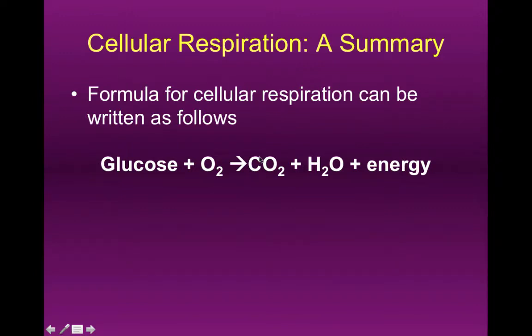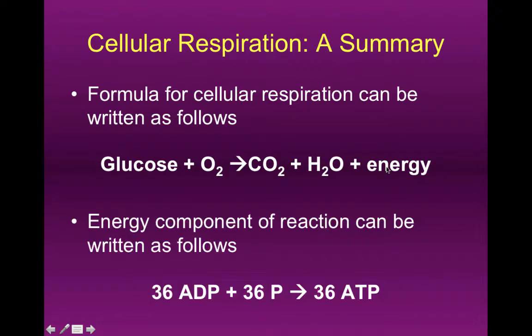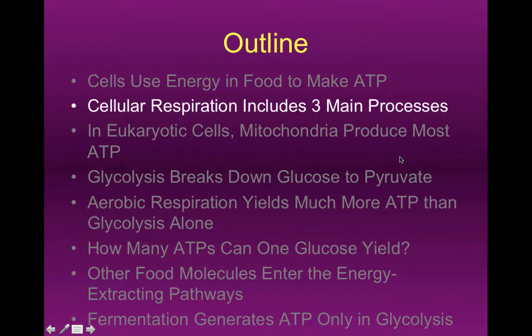So what does this mean in terms of everyday life? Glucose comes from the food that we eat, O2 comes from inhaling air, CO2 goes out when we exhale, water vapor goes out when we exhale, and energy is used to power our cells. If we look at it energetically, under ideal conditions for a prokaryotic cell, you'd be looking at 36 ADPs and 36 phosphates, giving us 36 molecules of ATP. That's really the main molecule we're interested in here, which is the energy in that equation.